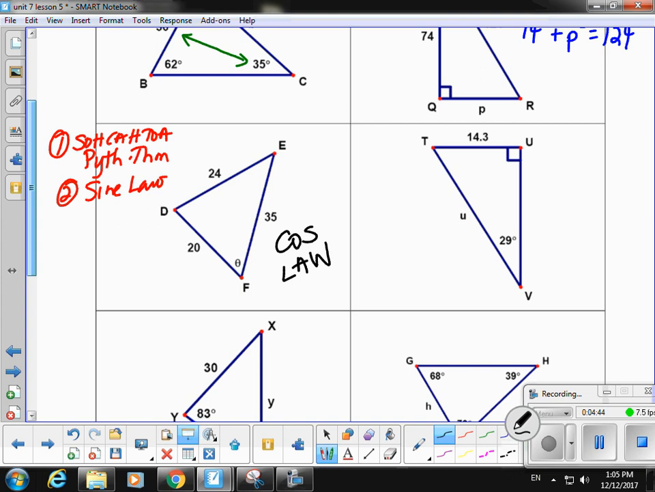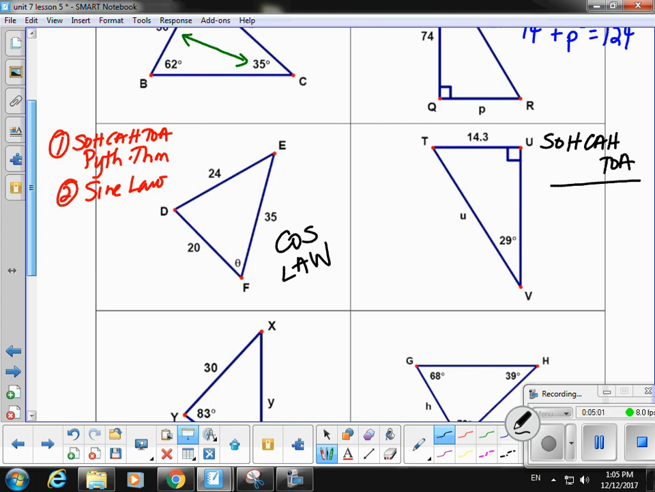Fourth one, I have a right angle triangle, so I've got Pythagorean theorem or SOHCAHTOA. For this one, I only have one side, so I can't use Pythagorean theorem. I'm going to be using SOHCAHTOA. Let's take a second and choose which ratio would be appropriate.